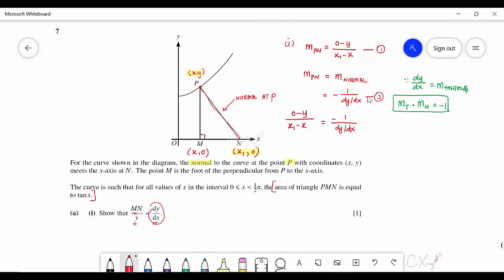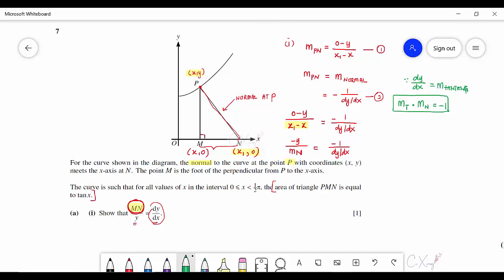Okay, if I look at what I have here, there isn't anything related to x1, but they want it in terms of MN. So to get MN in the answer, generally it is the x1 minus x. Correct or not? So x1 minus x is the length of MN. Therefore, I can rewrite my equation as -y divided by MN equals -1 divided by dy over dx.